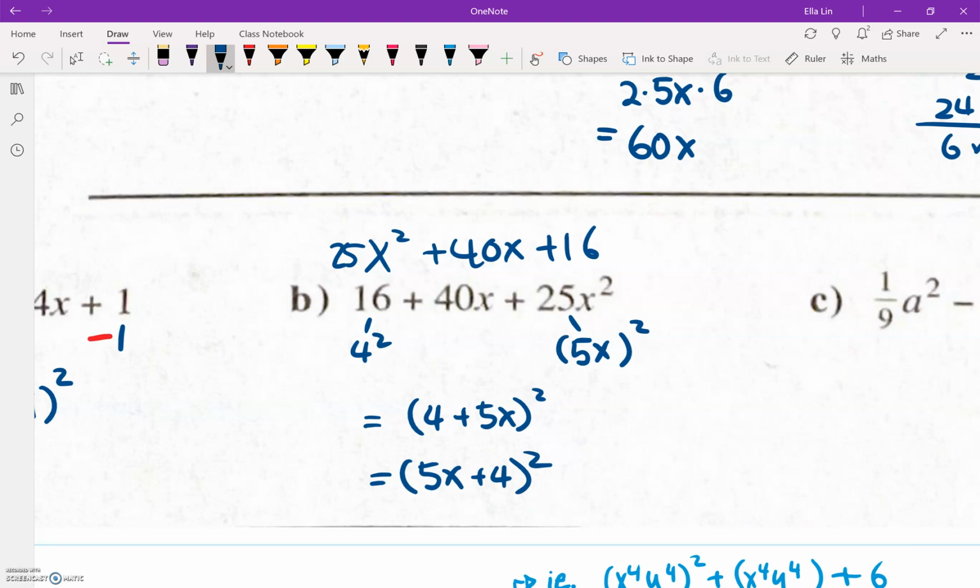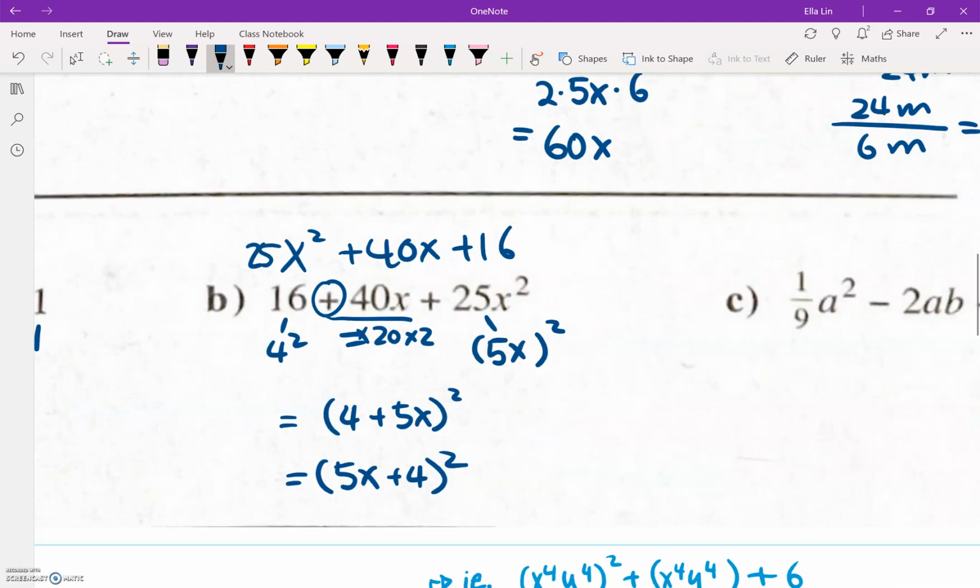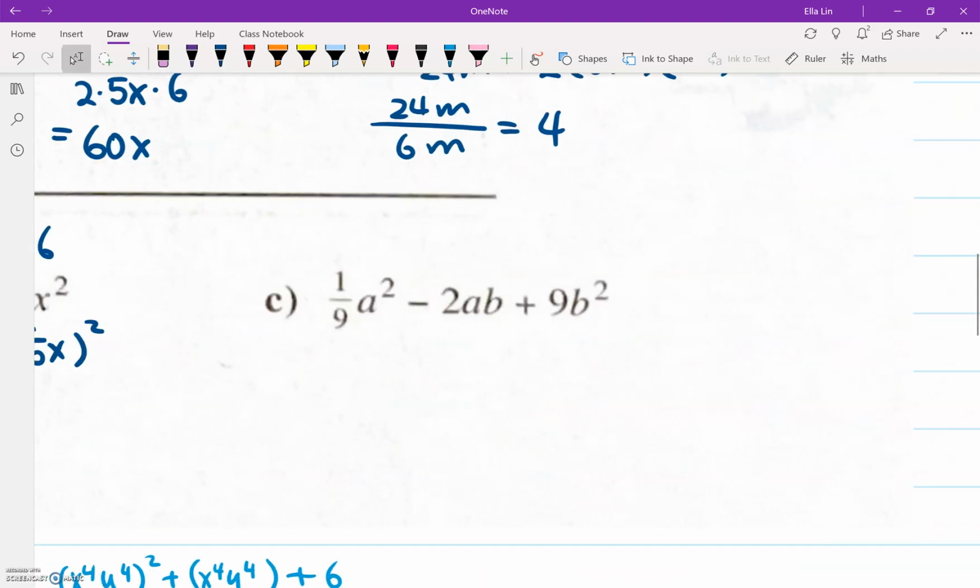Oh, and I didn't do the middle verification part, but you can see here we have a positive sign. 4 times 5 is 20, times 2 gives me a 40.